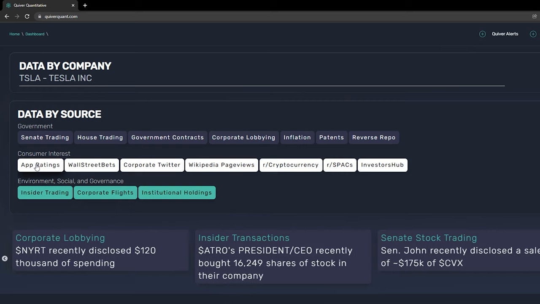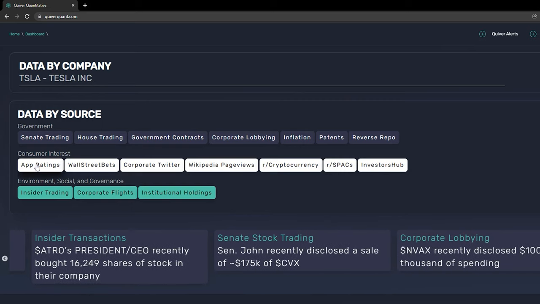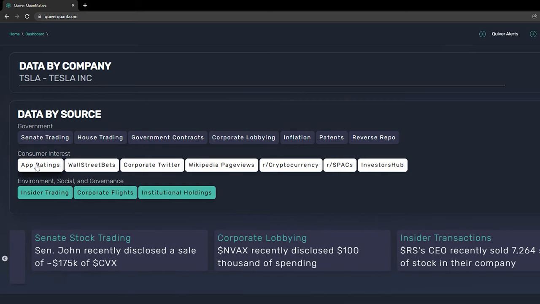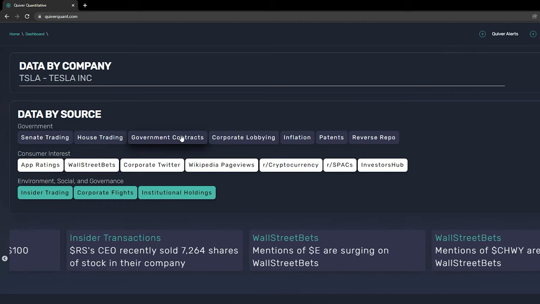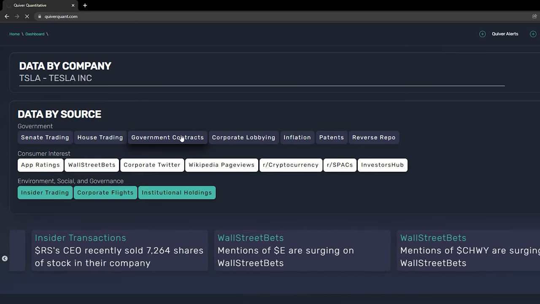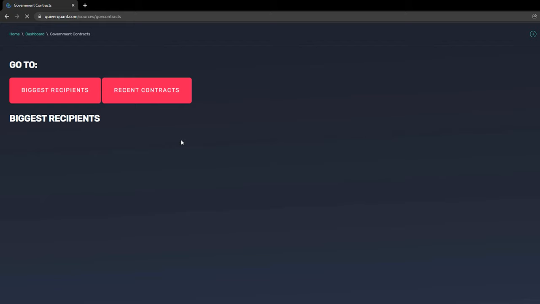We can see app ratings and see which apps are having the most ratings, and just see how that's correlated with the stock price. We could see Senate trading, house trading, government contracts. I think this is probably an interesting one to take a look into. Let's click this one, government contracts, and let's have that load up.